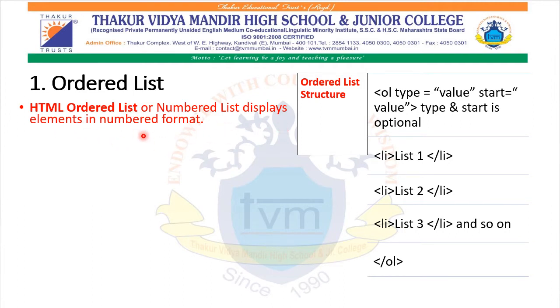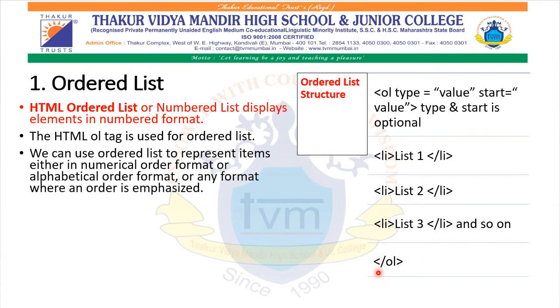The OL tag is used for an ordered list. The list is defined between the open OL tag and the close OL tag. We can use an ordered list to represent items either in numerical order format or alphabetical order format, or any format where order is emphasized.